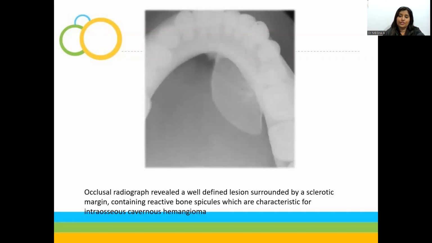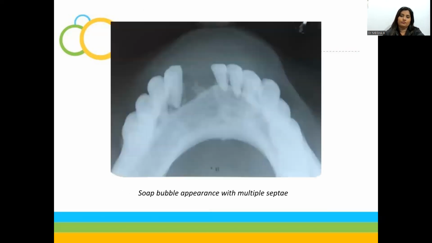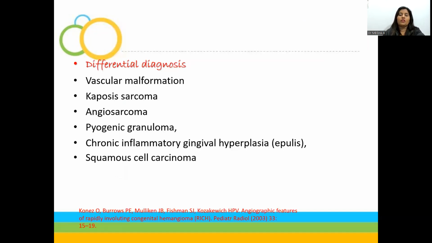This is another occlusal radiograph showing the mandible, where again you can see a well-defined lesion with a sclerotic border, and you can see bony spicules within the lesion. This is another occlusal radiograph of the mandible. Again, in the anterior region, you can see a soap bubble appearance, that is, a proper multilocular radiolucency is seen, which shows a soap bubble appearance.